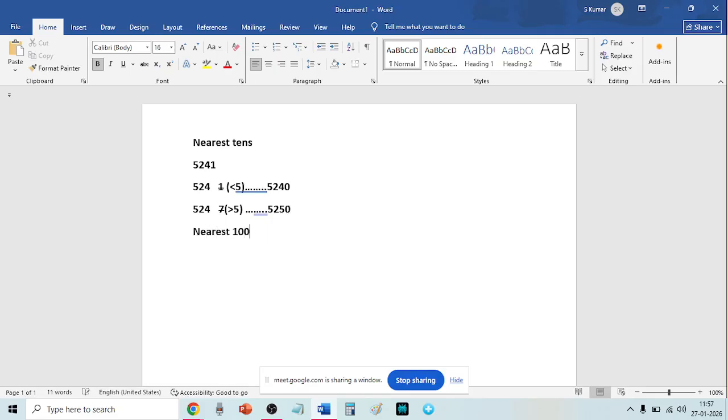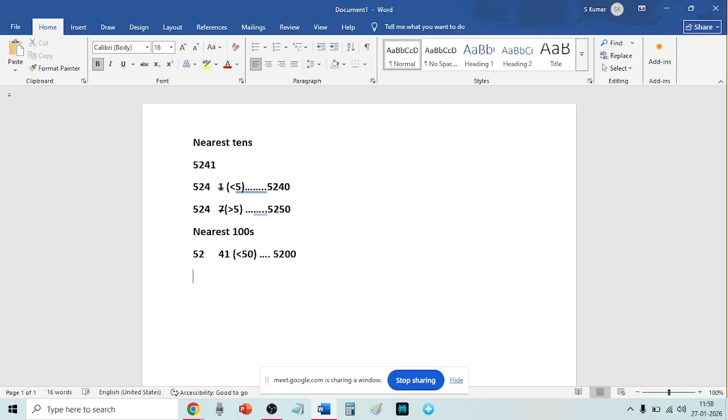Nearest hundreds. You can also do it by adding. If you add 5 here, 1 plus 5 is 6, no carrying. If you add 5 here, 7 plus 5 is 12, there will be carrying. That carry will make it 5 to 5. Similarly here it will be 52. 2 is the hundreds place, then 41. Now it is hundreds, so compare with 50. Less than 50, so there is no change. 52, and that 41 is rejected, 2 digits, 2 zeros.